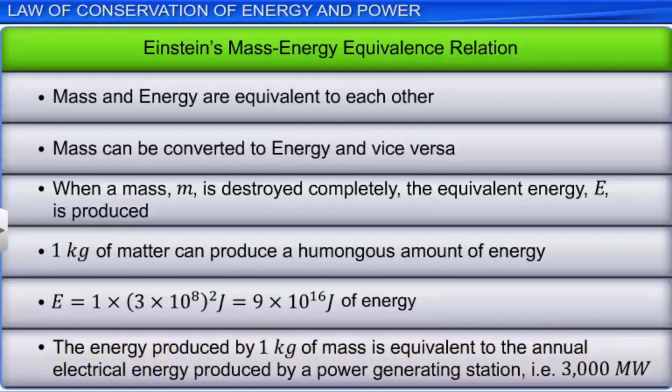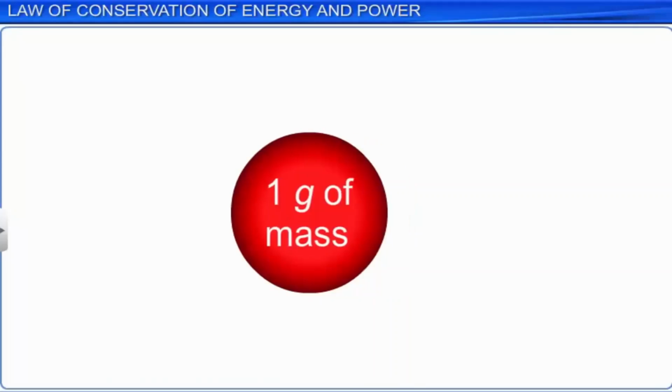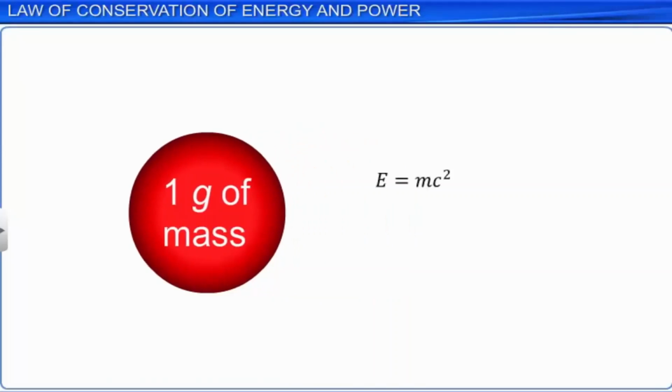Now, if 1 gram of mass is completely destroyed, the energy produced is expressed as E = mc², that is equal to 0.001 × 9 × 10¹⁶, that is equal to 9 × 10¹³ joules.